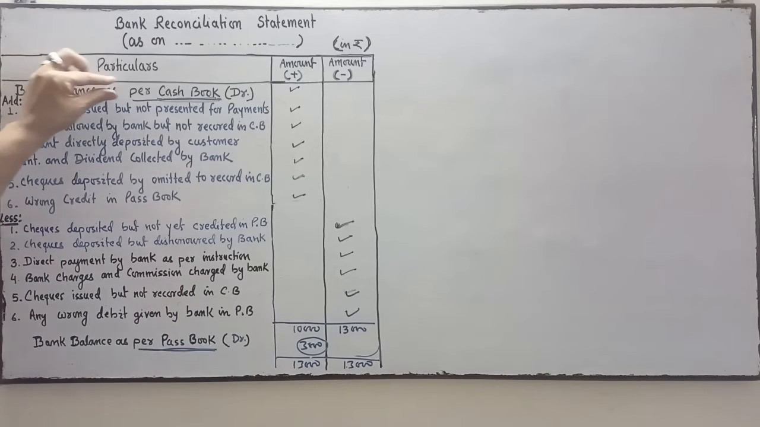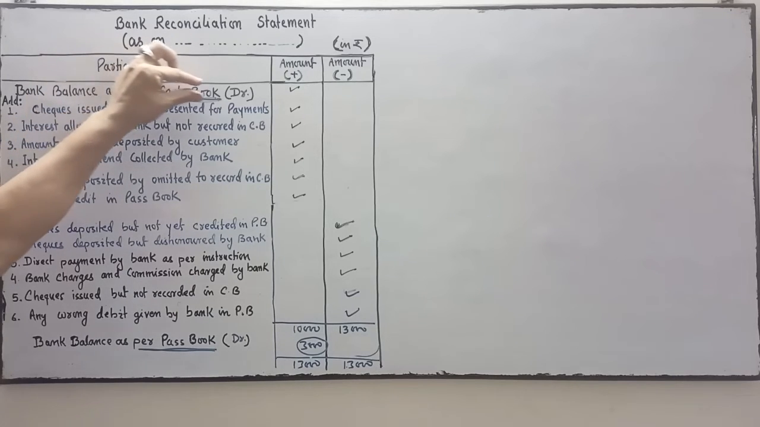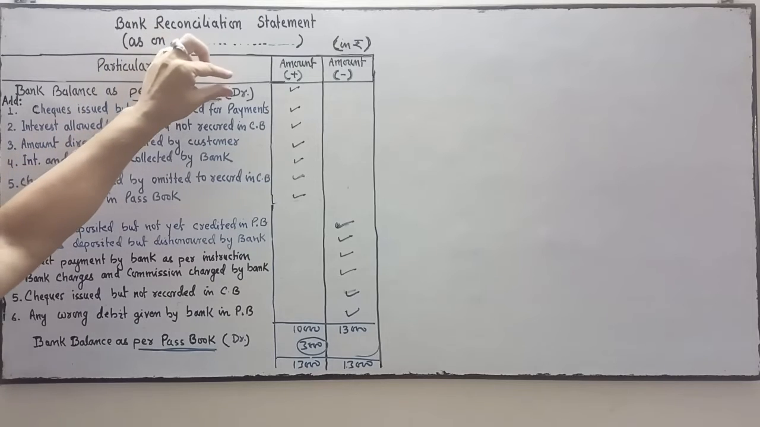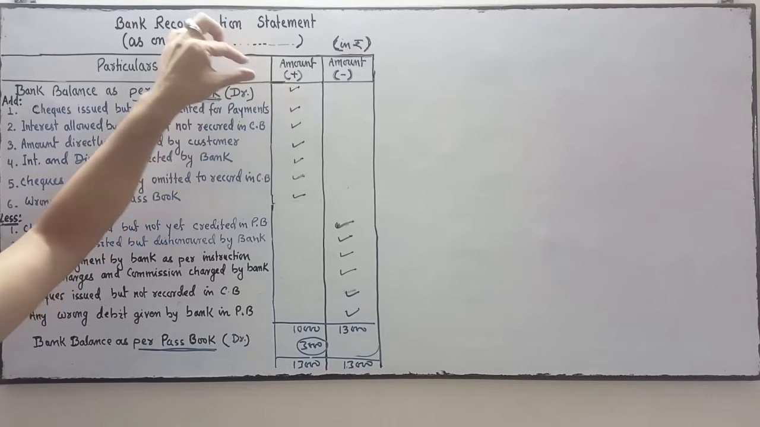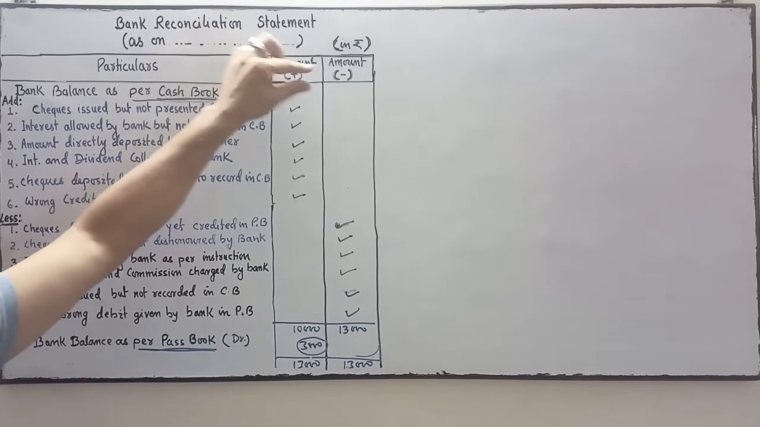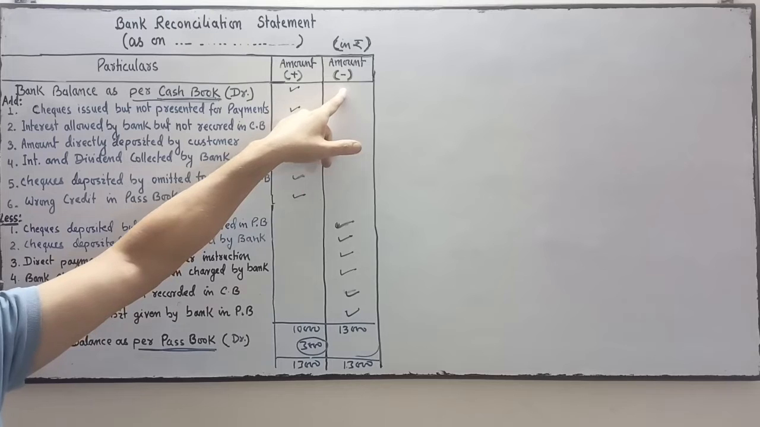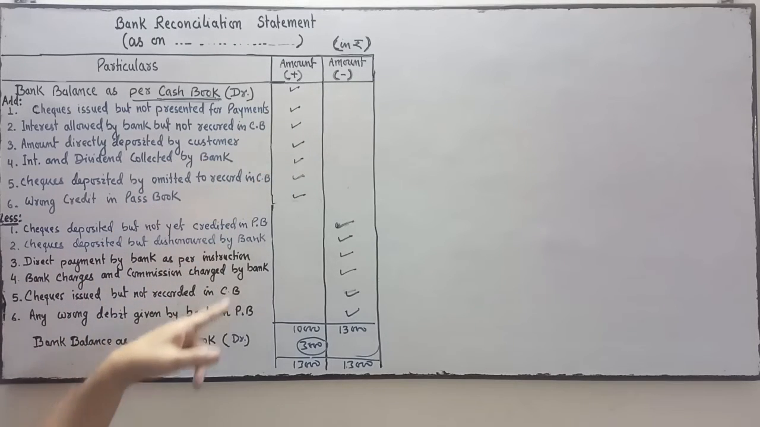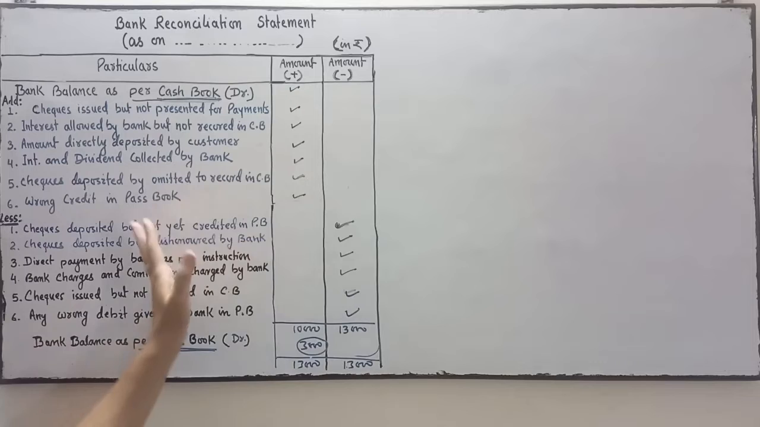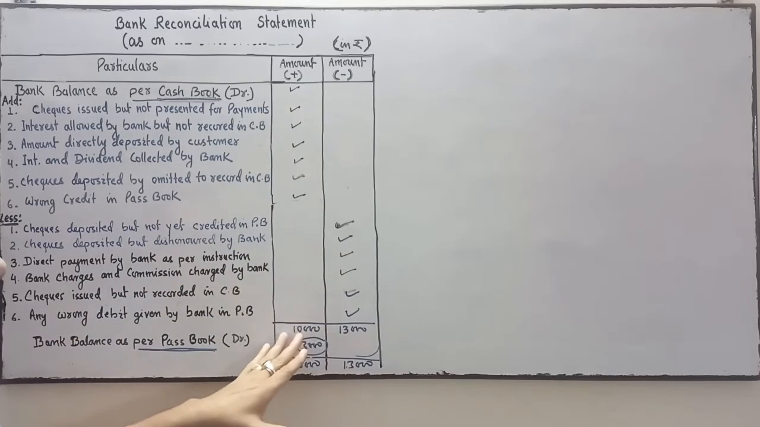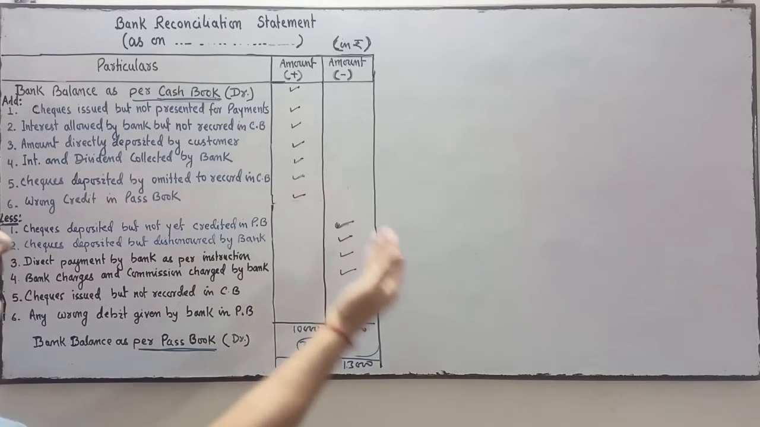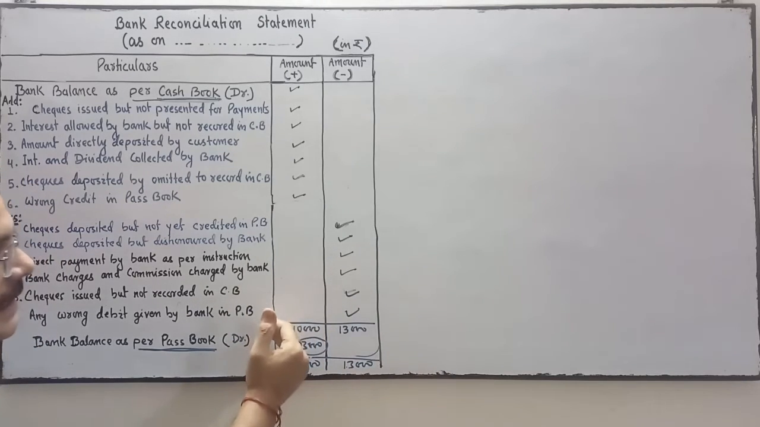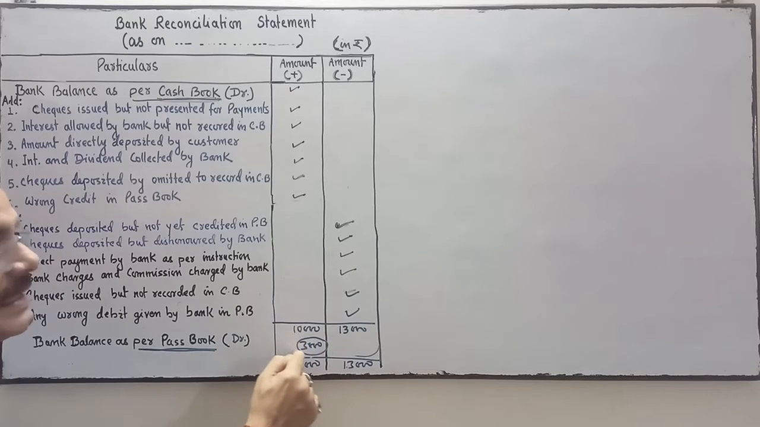So we start with the bank balance as per cash book. If the information is given in the question as bank balance as per cash book, then we see whether the balance is debit or credit. If it is a debit balance, then we'll write it in the plus column. If it is an overdraft or credit balance, then we'll write the figure in the minus column. Okay? And thereafter we'll do the additions and subtractions, and finally we add both sides and see which side is more. If the minus side is more and the plus side is less, it means the difference of 3000 is minus.